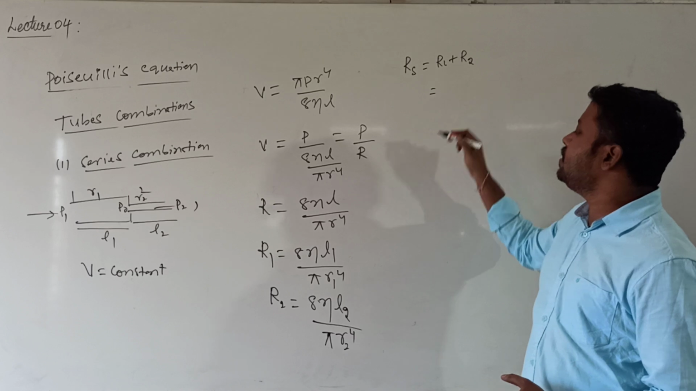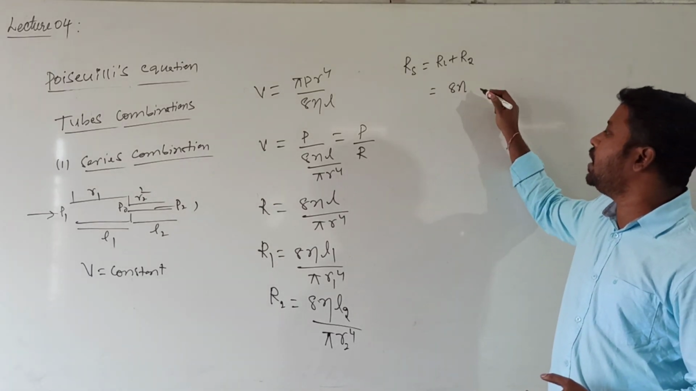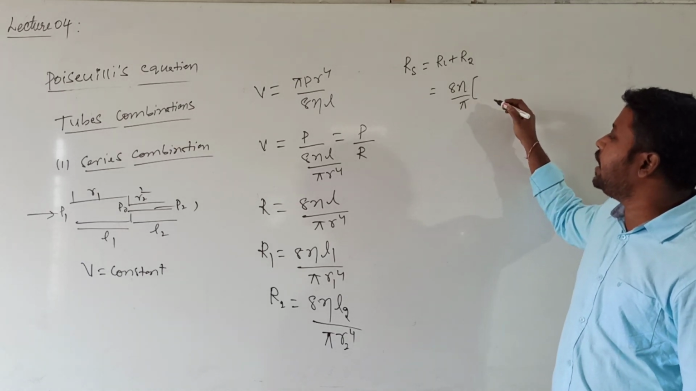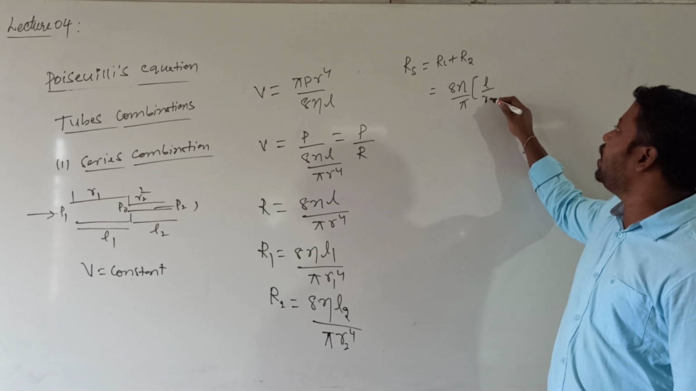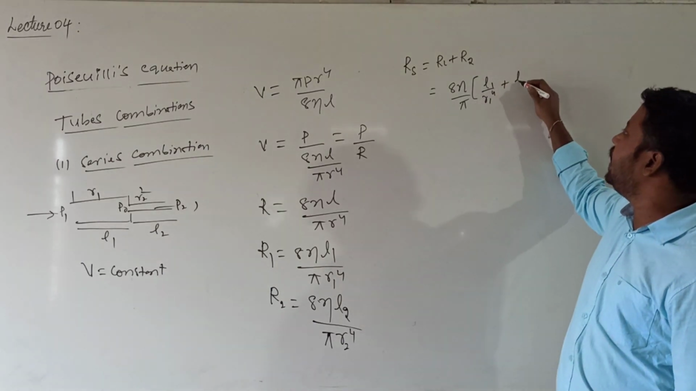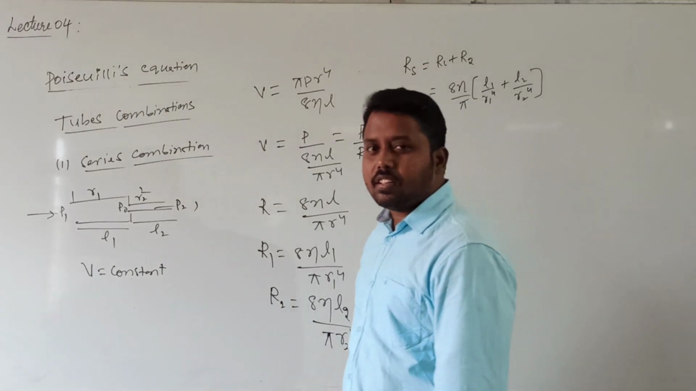Can I substitute the values of R1 and R2? The common term we can take out is 8 eta divided by pi. Then the answer is 8 eta divided by pi, times L1 divided by R1 power 4 plus L2 divided by R2 power 4. This is the effective resistance.